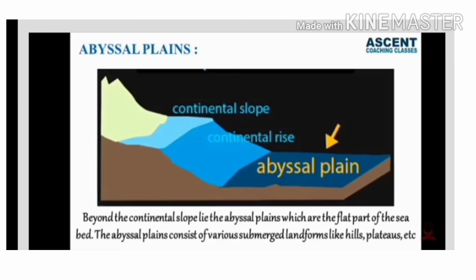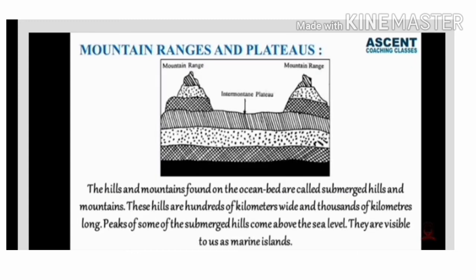Next, abyssal plains. Beyond the continental slope lie the abyssal plains, which are the flat part of the seabed. The abyssal plains consist of various submerged landforms like hills, mountain ranges and plateaus. The hills and mountains found on the ocean bed are called submerged hills and mountains. You already know the different types of landforms, hills, mountains. So hills and mountains found on the ocean bed are called submerged hills and mountains.